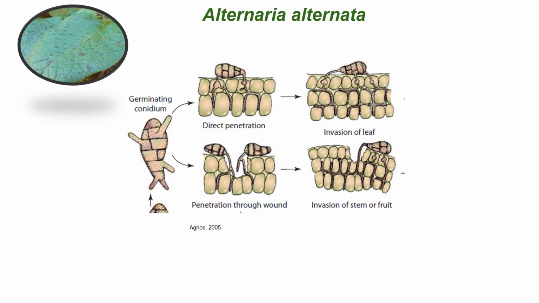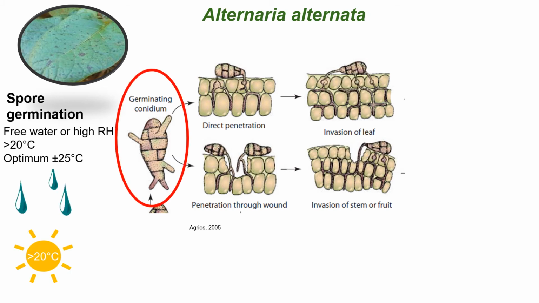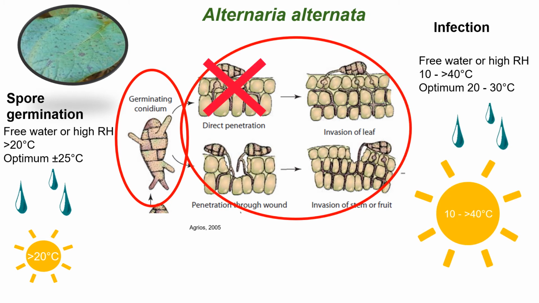The picture for Alternaria alternata is relatively similar, but there are slight differences. Spore germination also occurs when there's free water or high relative humidity, and the temperatures are above 20. The optimum temperature for spore germination for Alternaria alternata is approximately 25 degrees. You'll recall that I said Alternaria alternata cannot penetrate plants directly. It requires penetration through wounds or through natural openings.